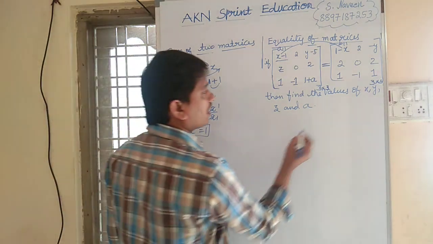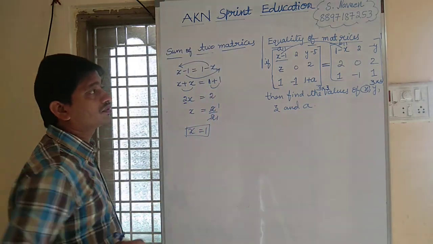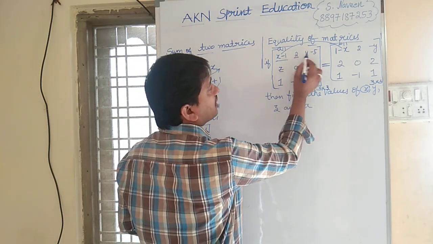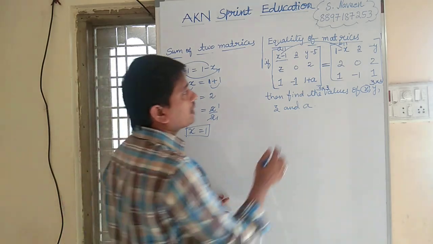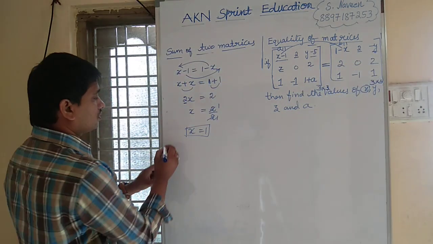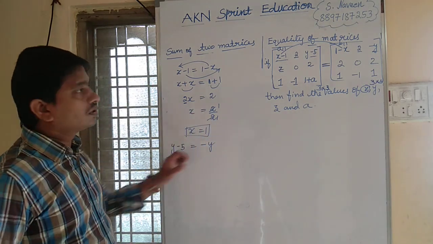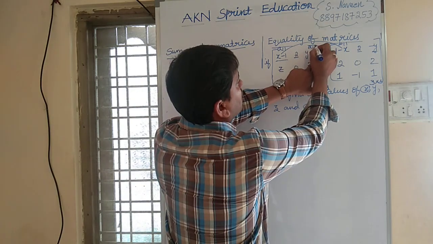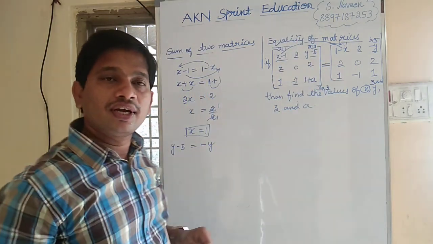They are asking to find the values of x, y, z, a. Now coming to here, the second element is 2, the second element is 2. They are equal. Now coming to the third corresponding element, here y minus 5 and here minus 5. So y minus 5 is equal to minus 5. This is in the first row, third column, and this is in the first row, third column. We need to equate those elements.